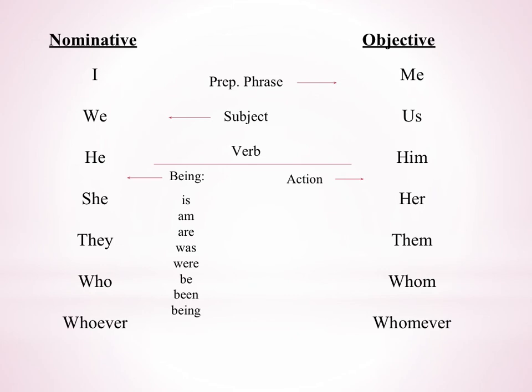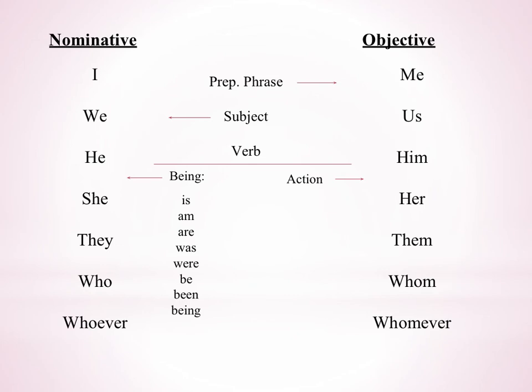What this chart means is that you will always begin with a prepositional phrase. If you must choose a pronoun inside a prepositional phrase, you will always choose from the objective side. If it's not in your prepositional phrase, then you would go on to look for your subject. If you are choosing a pronoun from the subject side, then you would choose a nominative case pronoun.